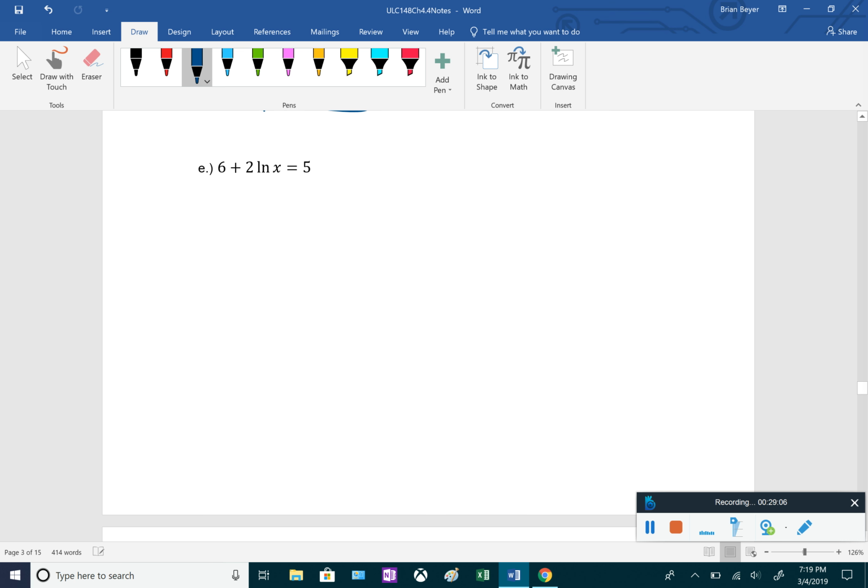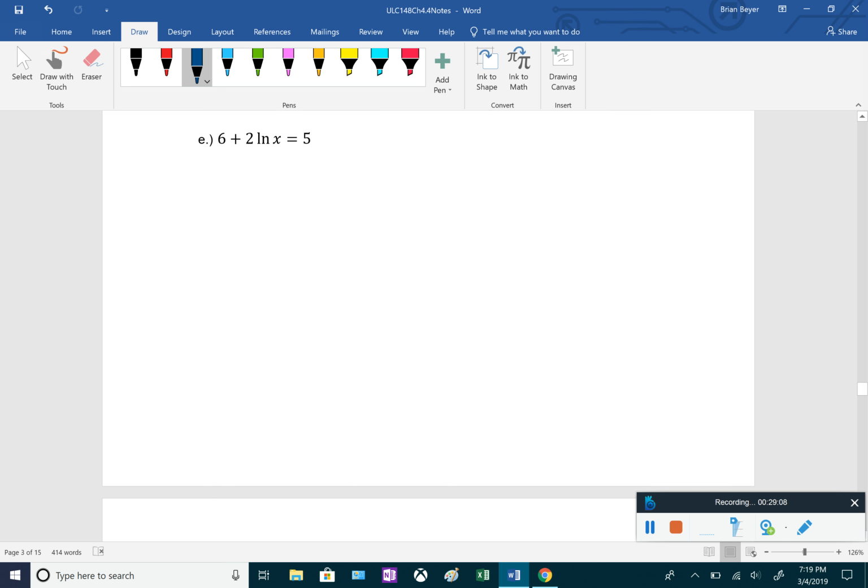Okay, let's do 3 more. 6 plus 2 ln x equals 5. So we have to isolate the ln. We isolate the logarithm. Subtract 6 on both sides. So we get 2 ln x equals negative 1. And next we have to divide both sides by 2. So we get the ln of x equals negative 1/2.